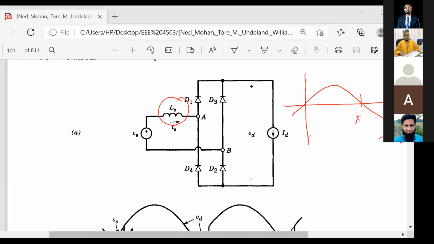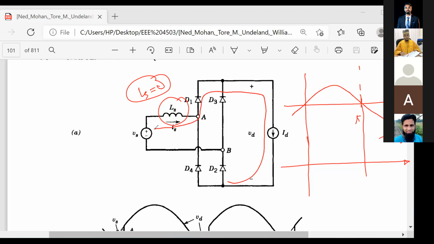Okay, so for the positive half cycle, which diodes are supposed to be turned on? D1 and D2. Suppose LS is equal to 0. First, let us see LS is equal to 0. So current will go like this, the current will go like this, and this. D1 and D2, right? Right or wrong? Yes, right. Okay, so IS will be, look here, IS will be your capital ID, if LS is equal to 0. Okay, good.